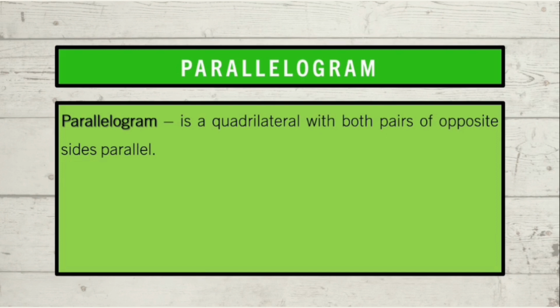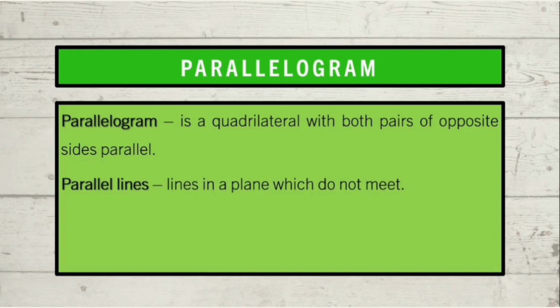Let's recall parallel lines. Parallel lines are lines in a plane which do not meet. Meaning, two straight lines in a plane that do not intersect at any point are said to be parallel. The given figure shows us parallelogram ABCD, where AB is parallel to CD and AD is parallel to BC. Also, AD is equal to BC and AB is equal to CD. Did you get the idea?